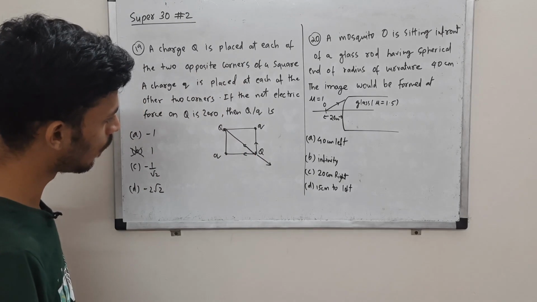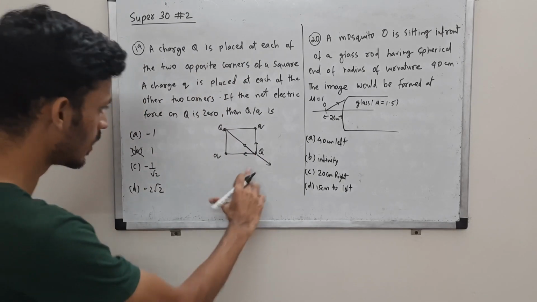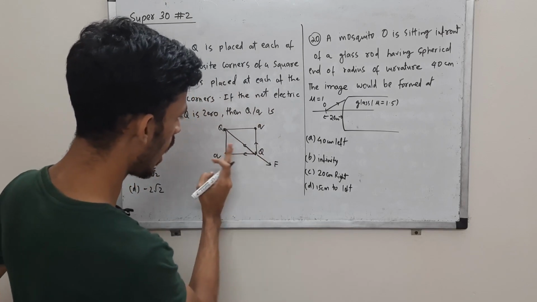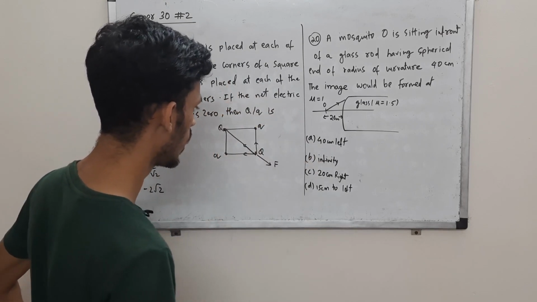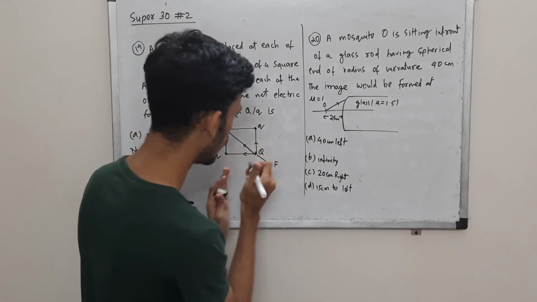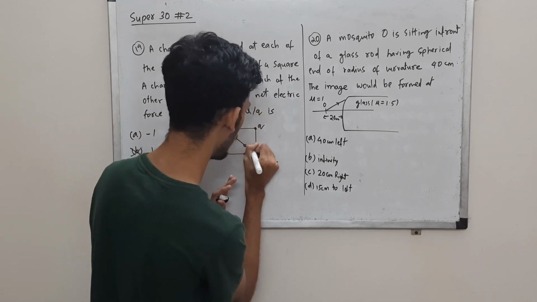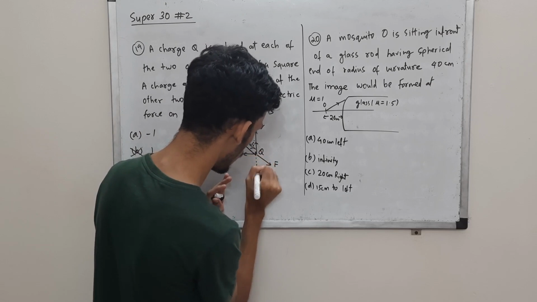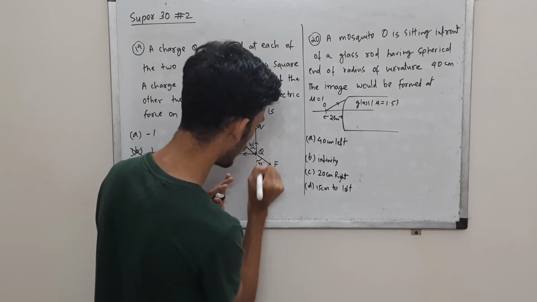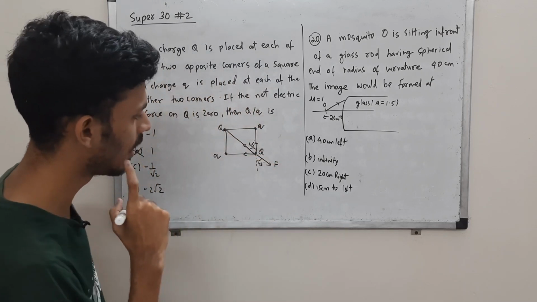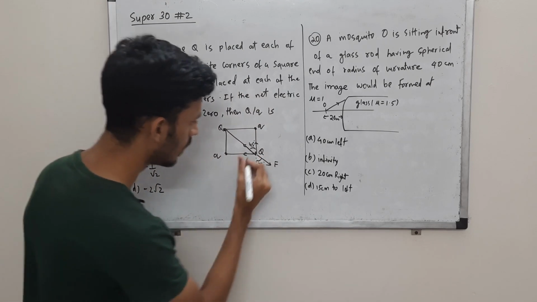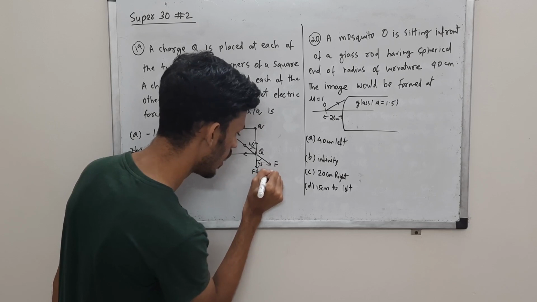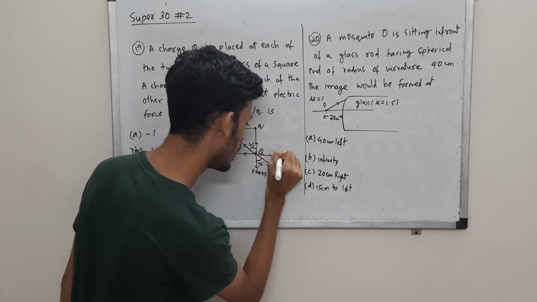Now one thing we can do is resolve this F due to capital Q along and perpendicular. This is 45 degrees, because this is a square, and this will also be 45, vertically opposite. So we can resolve it. Here we'll have F cos 45, and here we'll have F sin 45.